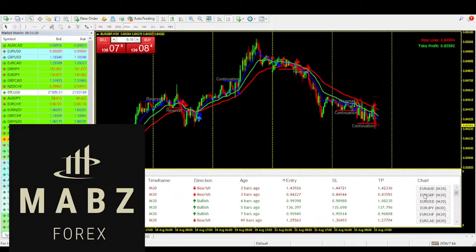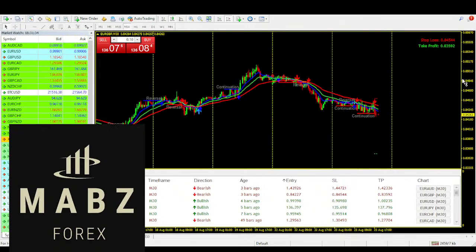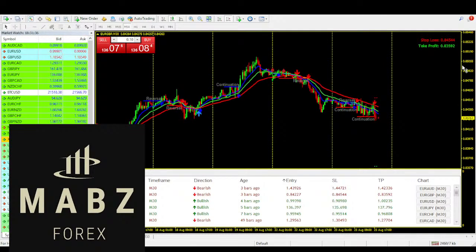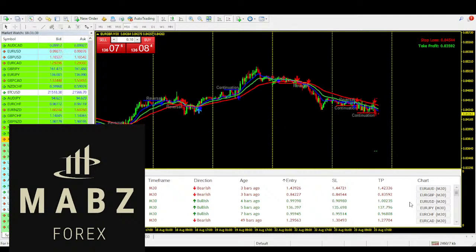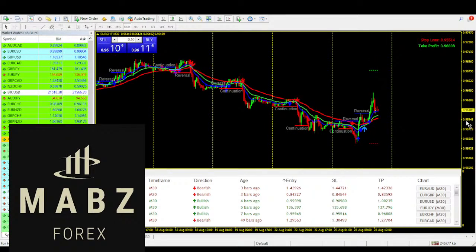Euro GBP looks like it's giving us a sell entry right now. We can actually jump into that one, but let me just quickly move to the others. Let's see, Euro CHF. Euro CHF is giving us a buy signal, but I don't like the spread on this thing.